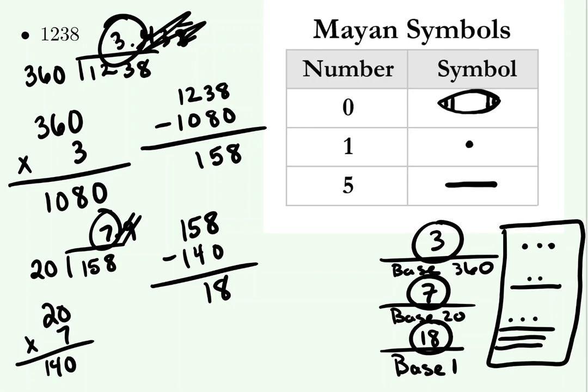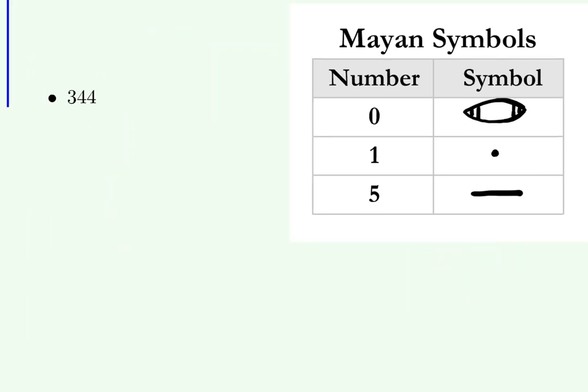If you want to check your work, you could always say 3 times 360 plus 7 times 20 plus 18 times 1, and then verify that that would give us 1,238 in our calculator. For this next problem, I recommend you pause. Again, work through the problem, unpause to check your work.